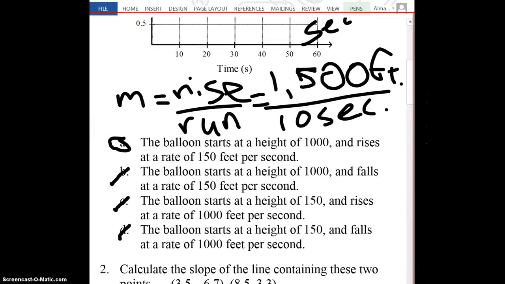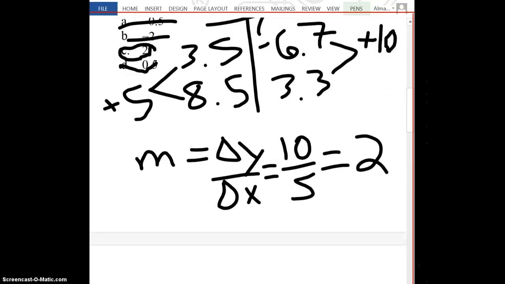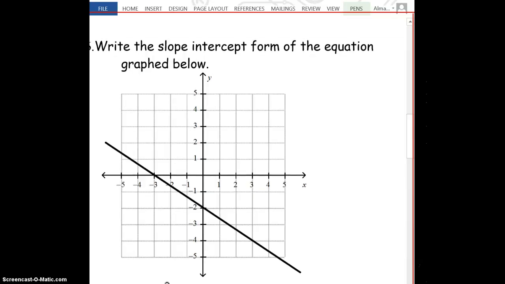Okay, so let's go on to problem number 6. Write the slope intercept form of the equation graphed below. Okay, so again, we need to find the slope, and we need to know what the y-intercept is. To find slope from the graph, you always do rise over run. So we know m equals rise over run. We pick 2 points on that graph, and I'm going to pick these two.